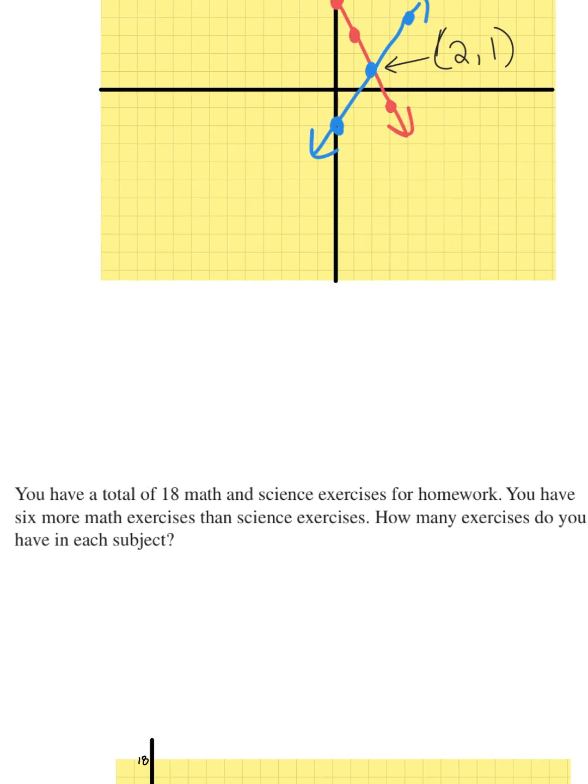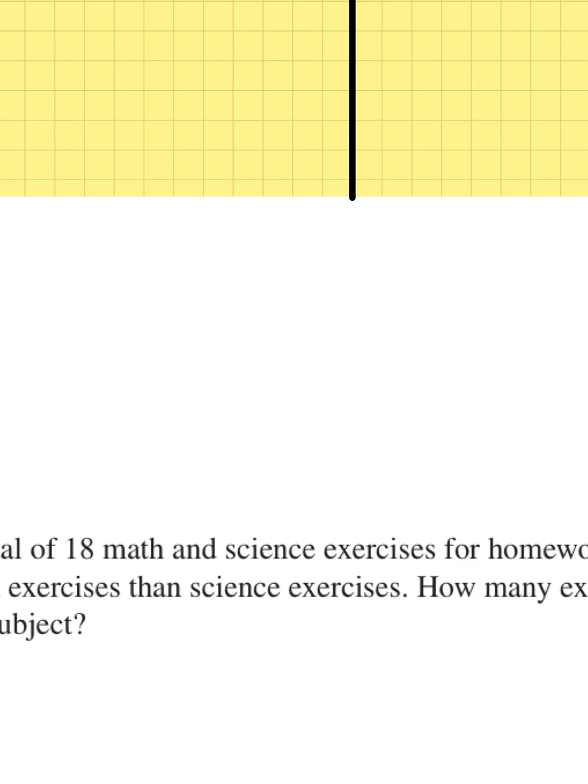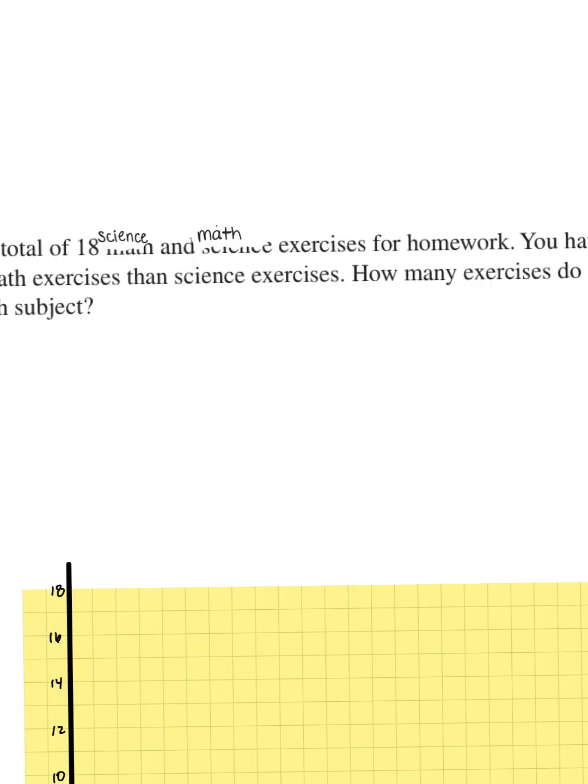All right. Let's look at the word problem. It says you have a total of 18, and I changed this to say science first and then math because the variables matter, the order, so I'm just going to do this. You have 18 science and math questions for homework. It then says you have 6 more math questions than science questions. How many questions do you have in each subject? That's what that word exercises mean, questions.